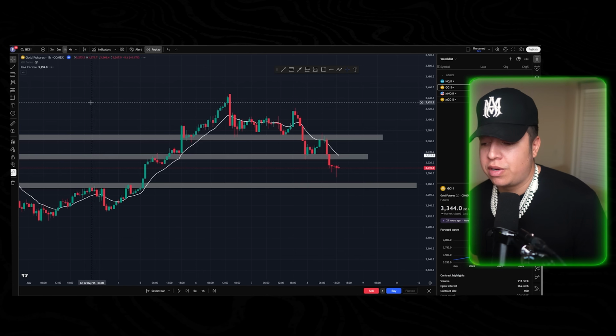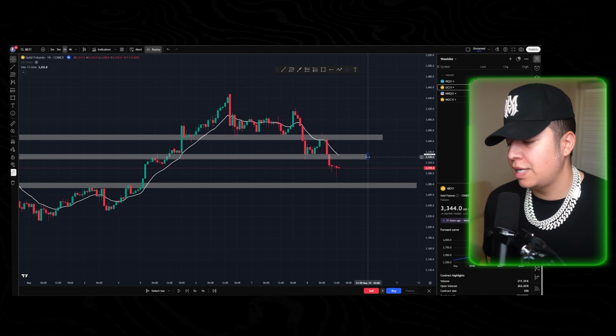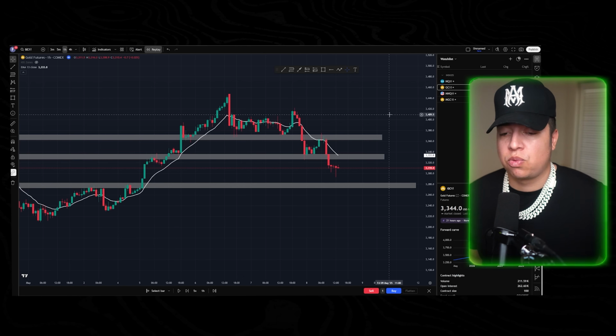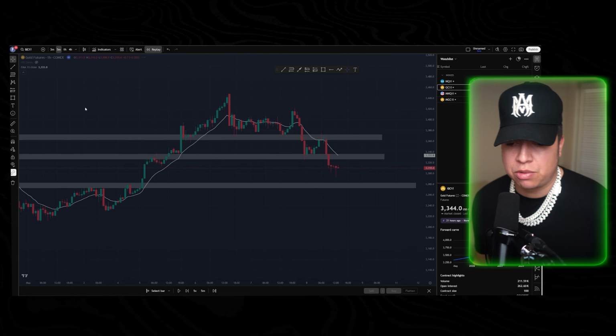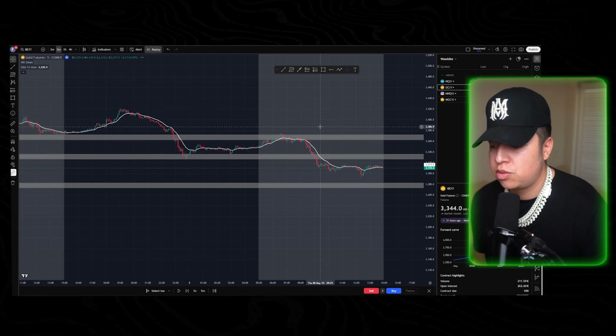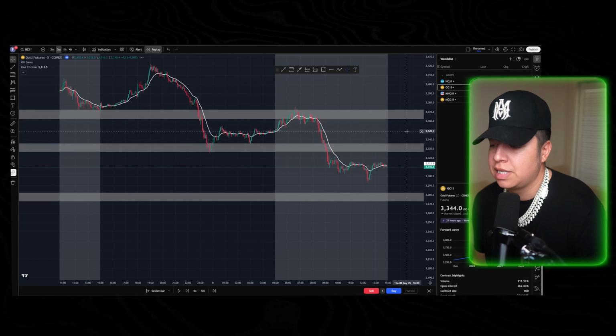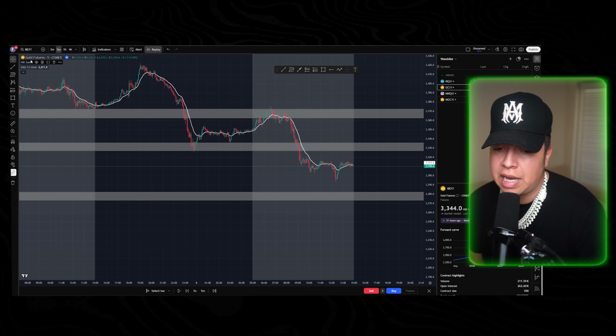So now that we have our supported demand and resistance supply zones, right, now we know which way to trade. So let's go to the 5-minute and we're going to put this in replay mode. Put my kill zones on so I know what time New York session is. If you guys don't know about this indicator, it's called kill zones.